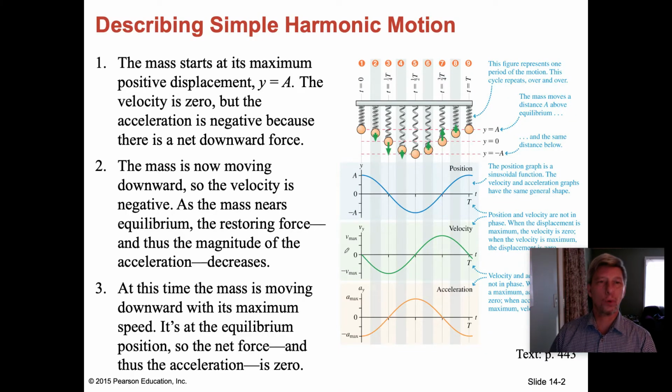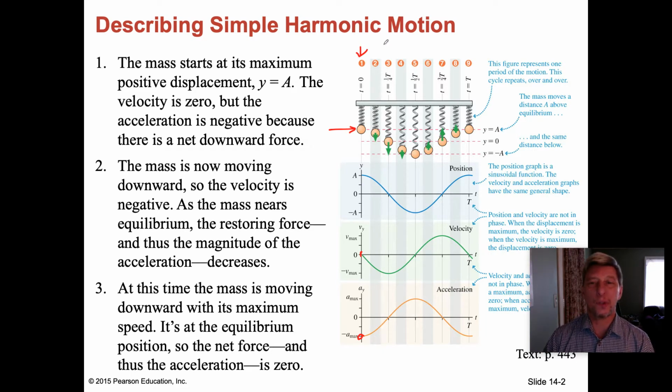So, we're going to start by describing simple harmonic motion of a mass attached to a vertically hung spring. Now, the mass will start at its maximum positive displacement, which is at this level, all right? And this is step one that we're talking about. The mass starts at its maximum positive displacement, y equals A. The velocity is 0, all right? You can see that here. And the acceleration is negative because there's a net downward force, right, bringing it down.